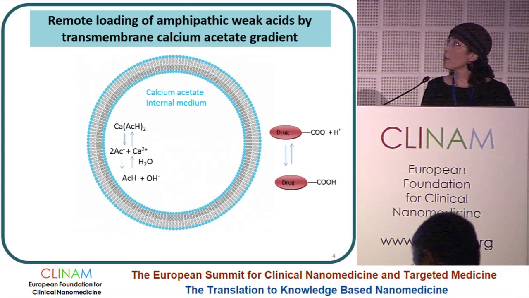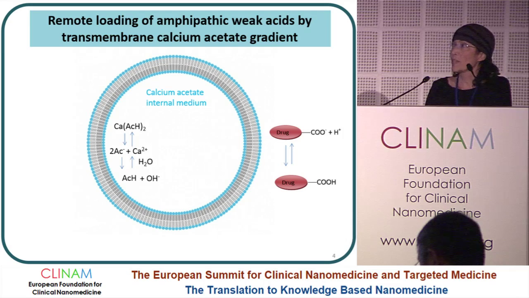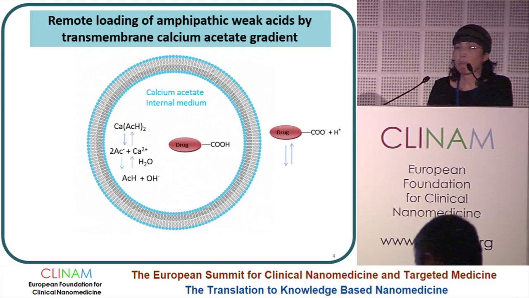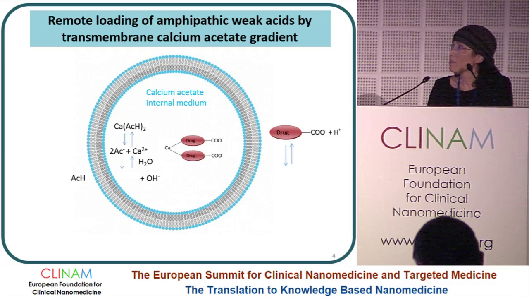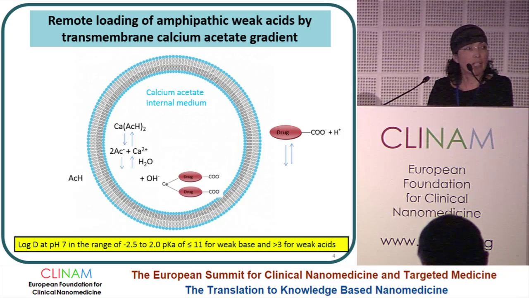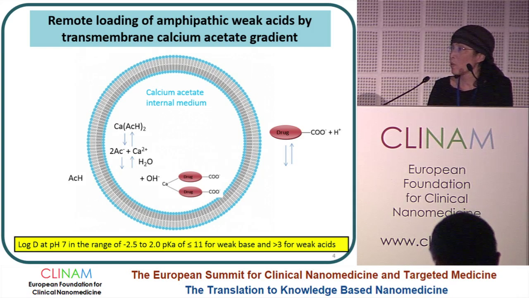This is an illustration of remote loading of an amphipathic weak acid by a transmembrane calcium acetate gradient. Liposomes containing calcium acetate in their intraliposomal volume are prepared, and a drug in its unionized form crosses the membrane. There it forms an insoluble salt with calcium, and the acetate which goes to the outside of the liposomes generates the gradient. This method is therefore suitable for amphipathic weak acids or bases, which we define by having log D in the range of -2.5 to 2, and a pKa value of below 11 for weak bases and above 3 for weak acids.